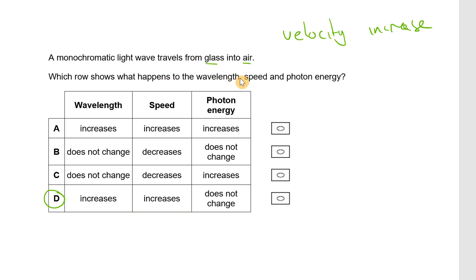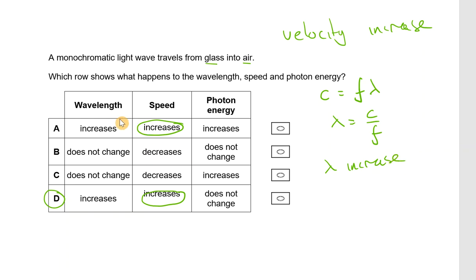Which row shows what happens to the wavelength, speed and photon energy? Well, let's look at the speed. We're looking for an increase option. What about the wavelength? From your data sheet, the speed of a wave is equal to its frequency multiplied by its wavelength. The wavelength is equal to the speed over the frequency. Now, the frequency of a wave doesn't change. If the frequency doesn't change but its velocity increases, then the wavelength must also increase. So we're looking for an increase in wavelength.